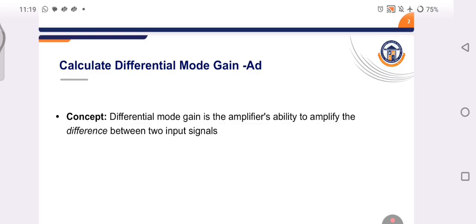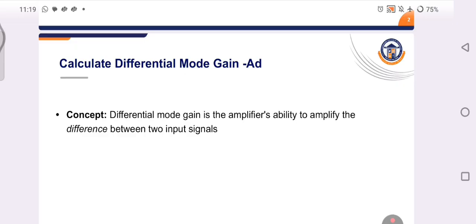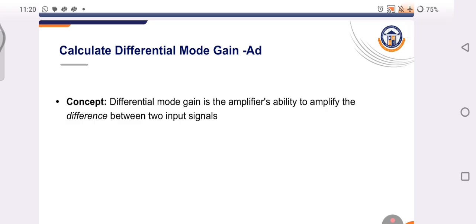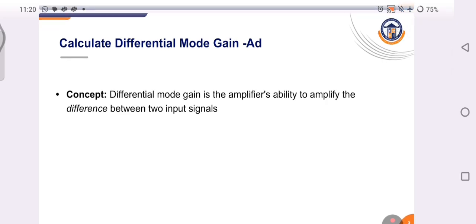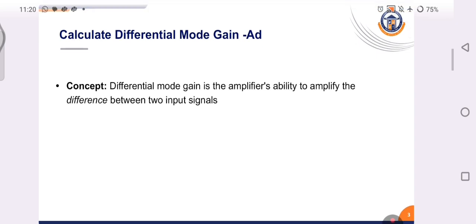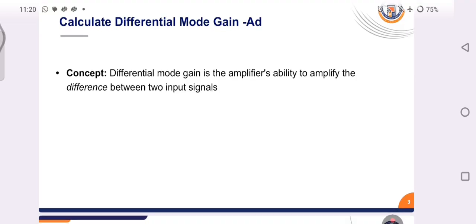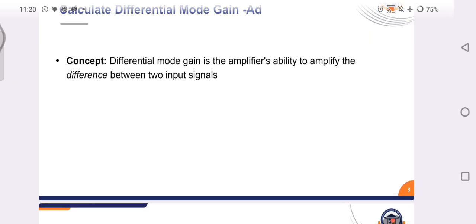This is how to calculate the differential mode gain. The differential mode gain is denoted as AD. The differential gain indicates how effectively the amplifier amplifies the difference between the two input signals. To calculate the differential gain, apply two input signals having the same magnitude but opposite polarity. Calculate the differential input voltage using Vd equal to V1 minus V2. Measure the differential output voltage VOD. Calculate the gain using AD equal to VOD by VD.